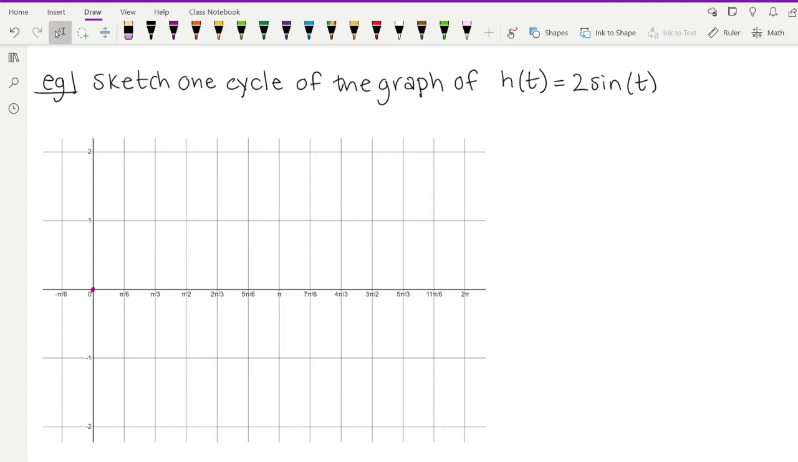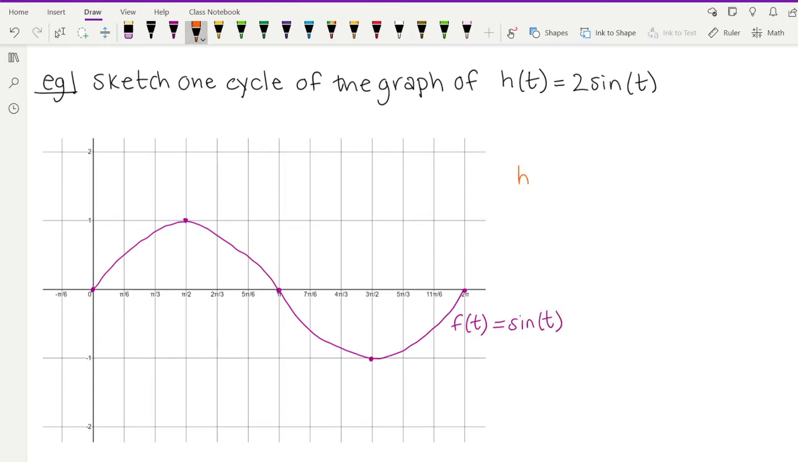Okay, so first up we have a question asking us to sketch one cycle of the graph of h of t is equal to 2 sine of t. So let's start by just drawing the graph of regular sine of t, so f of t is equal to sine of t, just so we can have that right here as a reference. So I'm just putting in those 5 important points. Let me make sure I make this curved. Okay, so that's the graph of f of t is equal to sine of t.